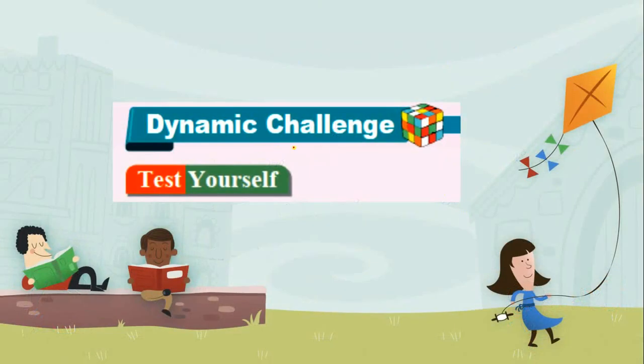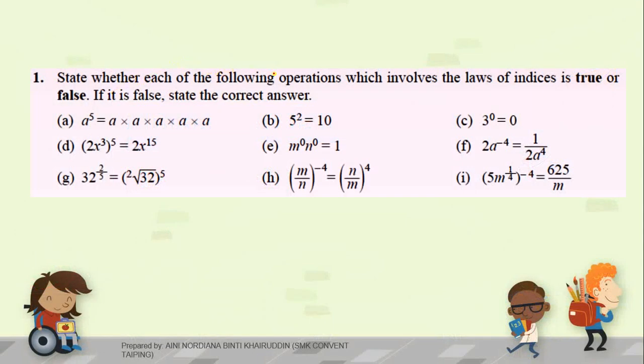So this is dynamic challenge. Test yourself. So state whether each of the following operations which involve the law of indices is true or false. If it is false, state the correct answer. So a to the power of 5 equals a times a times a times a. So this is true. 5 square is, and this is wrong because 5 square is actually 5 times 5 equals to 25.